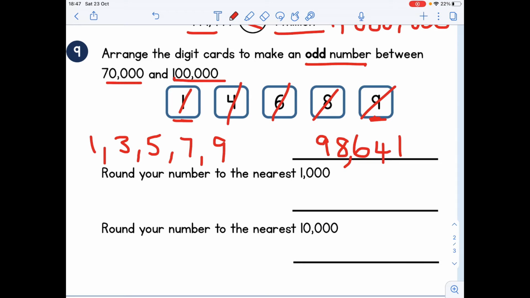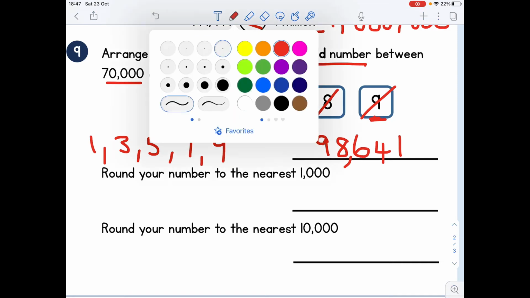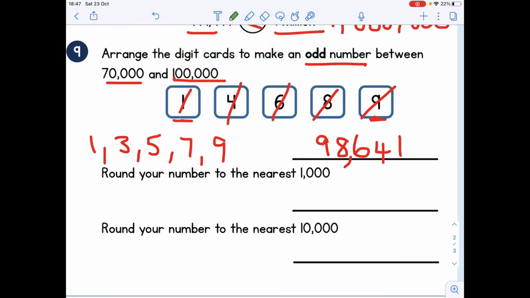98,641, and that would be between 70,000 and 100,000. You could have put the 8, the 6 and the 4 in any other order. So some of the other ones you could have had would be 96,841. You could have had 94,681. Yeah, and there are other ones that you could have, but that's just some of the others.